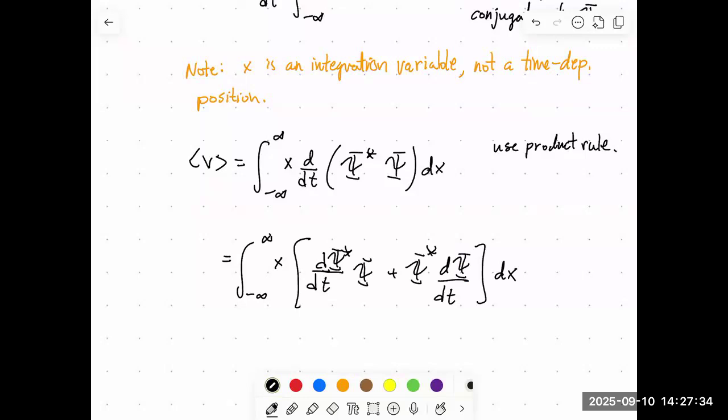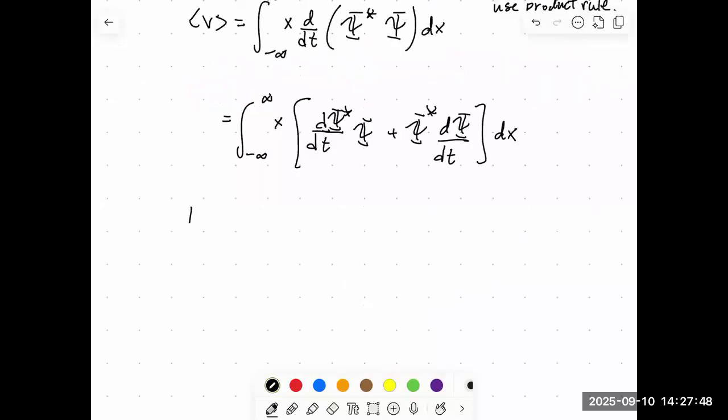So here's the next little trick. This is a bit of a mess. It'll get messier before it gets better. But what we're going to do is recall the time-dependent Schrodinger's equation. So let's recall Schrodinger's equation. It is essentially the first thing we wrote down at the start of the term. It's like our axiom of quantum mechanics.